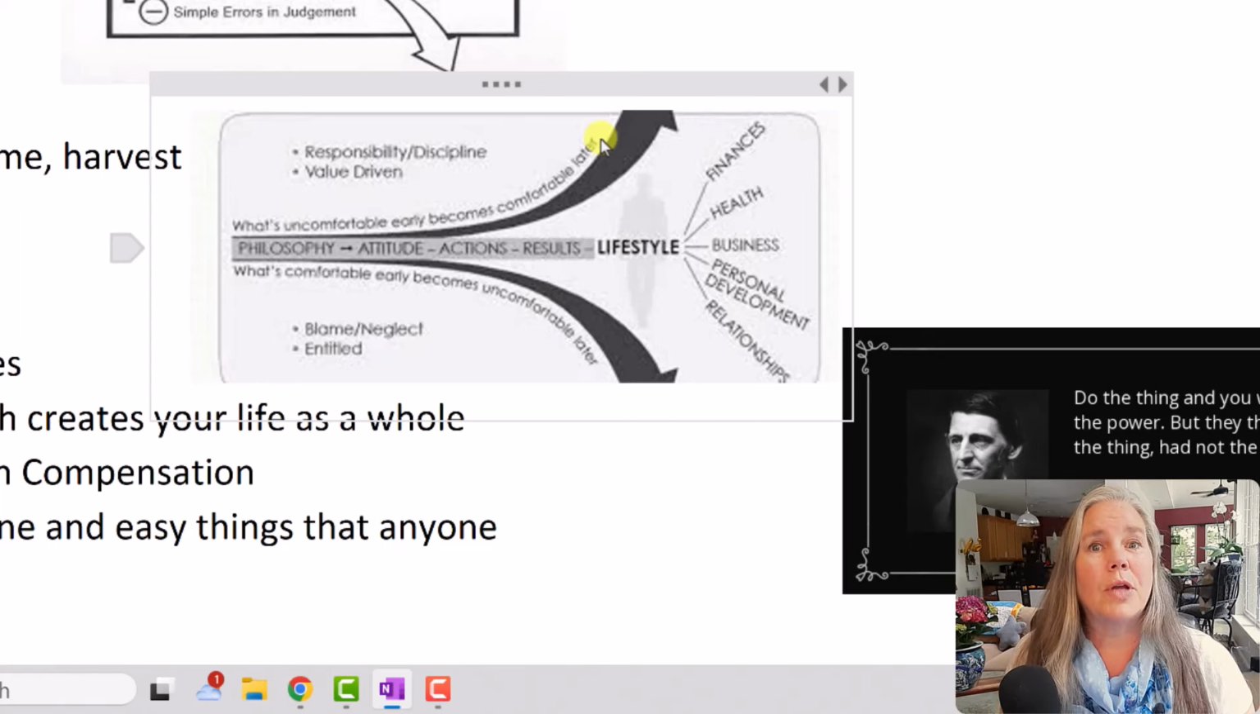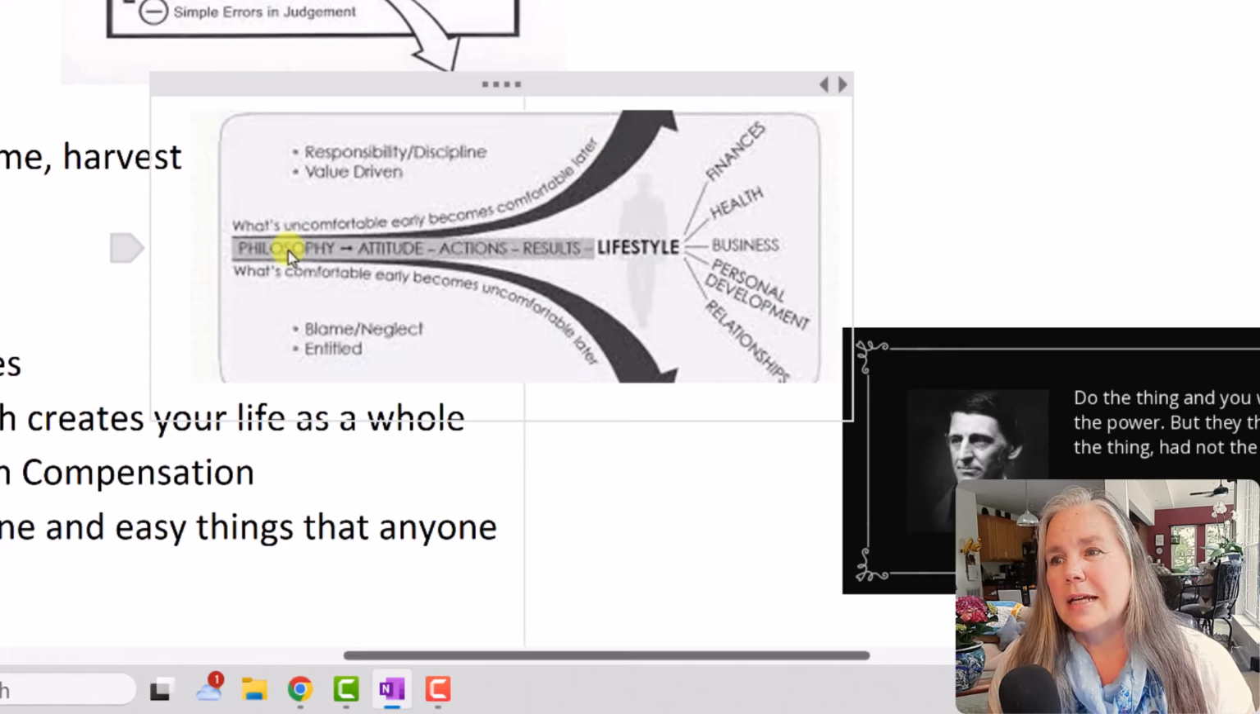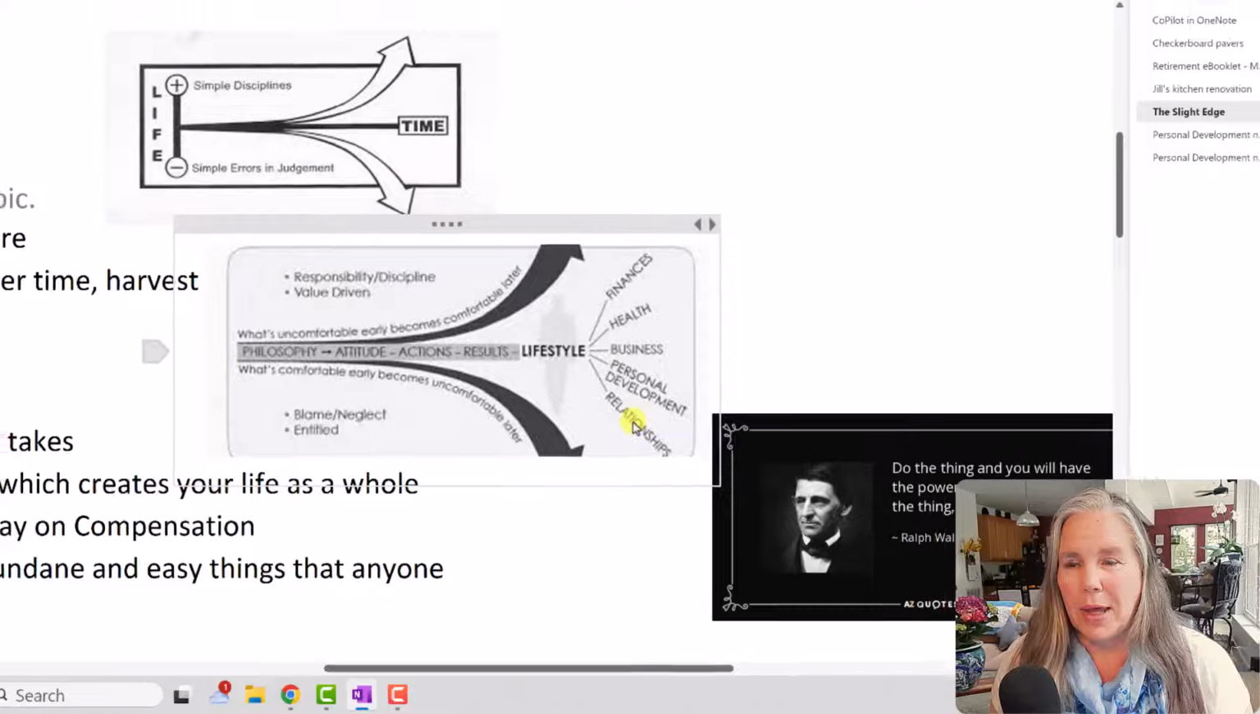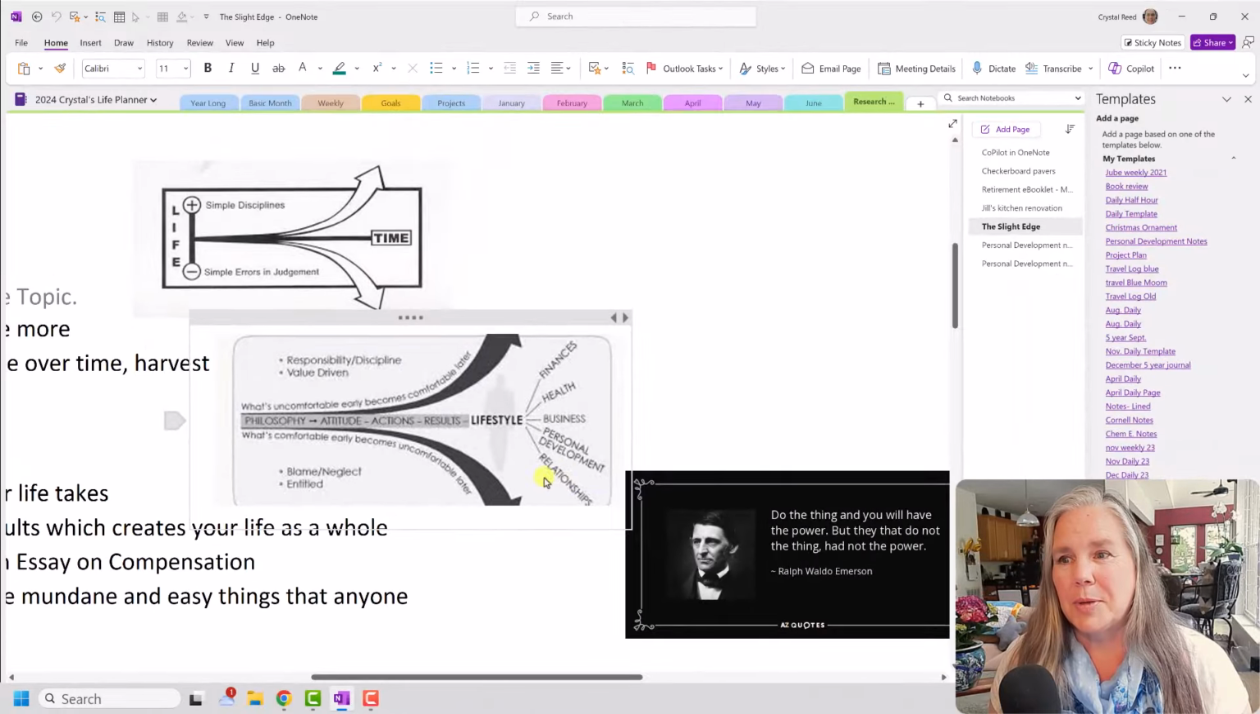Over time, you're not going to feel that discomfort anymore because it's going to feel a lot easier for you to do that work. I think that's a good idea. Okay. All right. And the philosophies and attitudes and actions and the results equal your lifestyle. And that lifestyle relates to your finances, your health, your business, your career, your personal development, and your personal relationships that you have with people. Okay? I thought that was pretty cool.